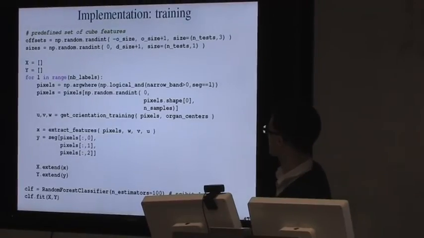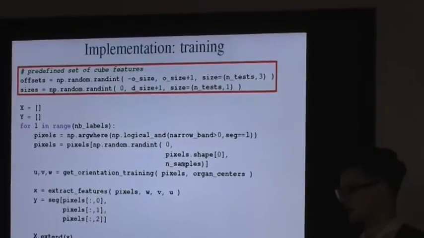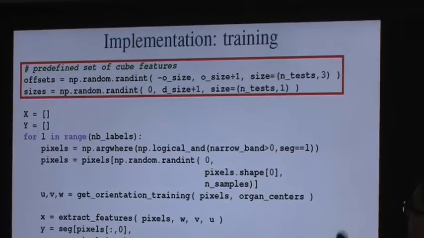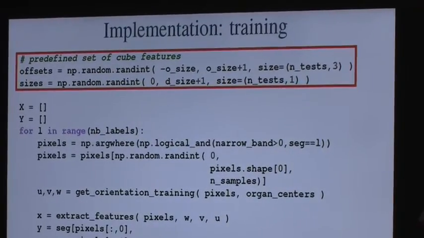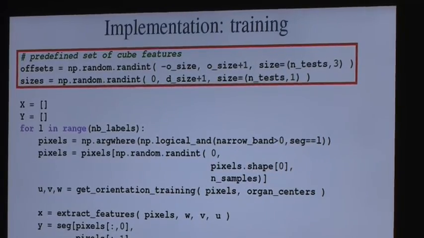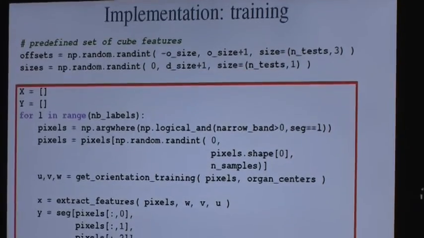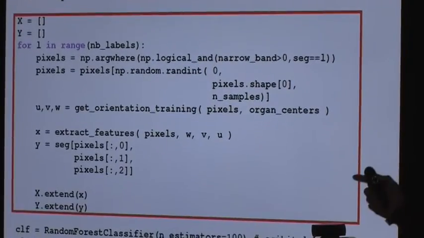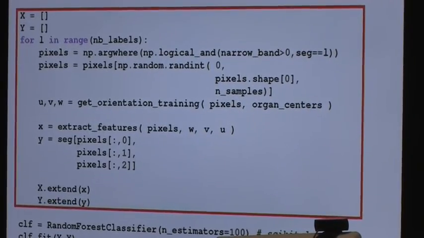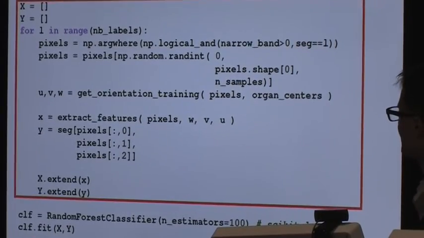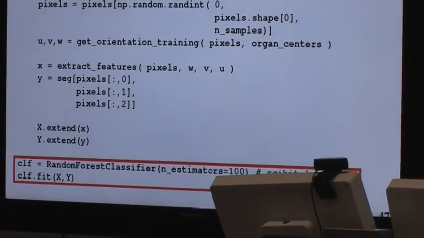A little bit of Python code. So I worked with scikit-learn and pre-computed my features. So at training time, you need to get started by selecting a random set of sizes for your patch tests and offsets. Then for all your labels, you extract your features and put them into X and Y, and you loop over all your images. And lastly, you call the fit function of your random forest classifier.